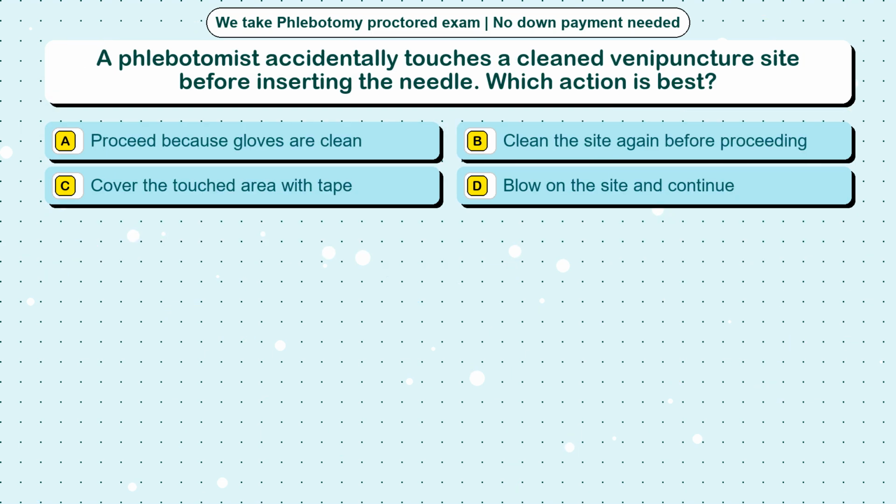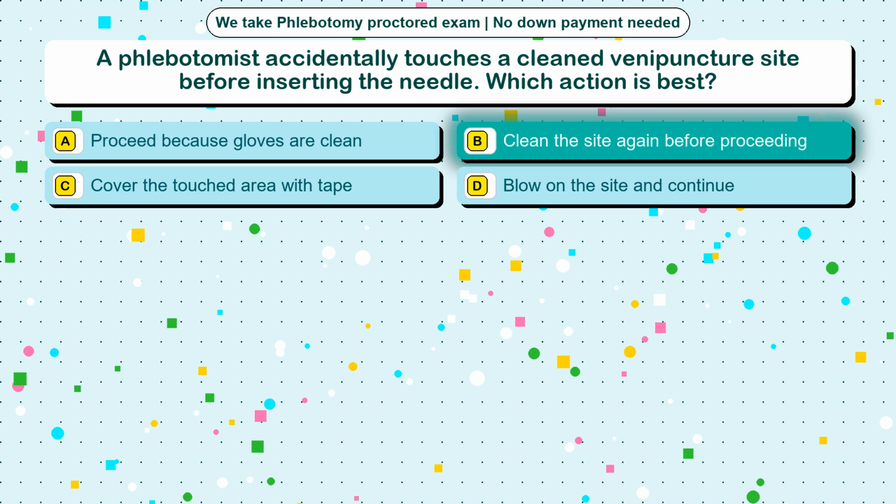Question 68. A phlebotomist accidentally touches a cleaned venipuncture site before inserting the needle. Which action is best? Option A. Proceed because gloves are clean. Option B. Clean the site again before proceeding. Option C. Cover the touched area with tape. Option D. Blow on the site and continue. The correct answer is option B.